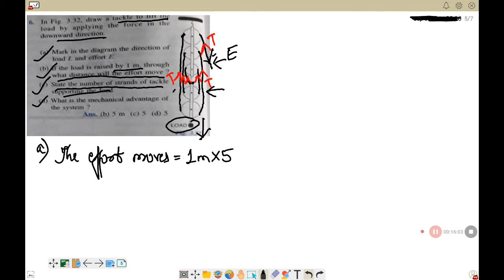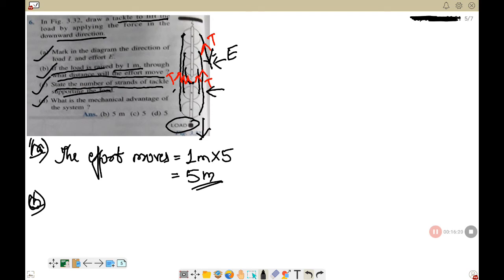That is the number of tackle or number of the segments of the string. That will give you 5 meter. Understand? Question number B says, if the load is raised... That was your number B. Number A we have already done on the figure.